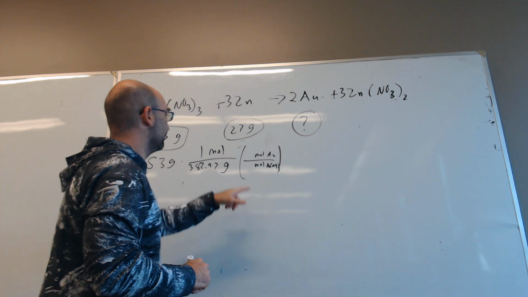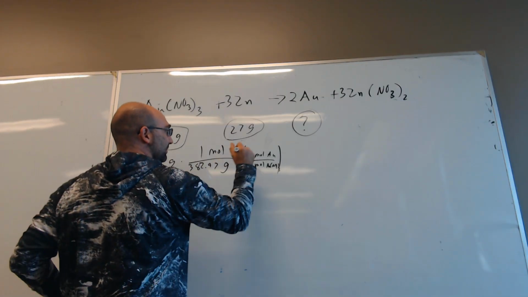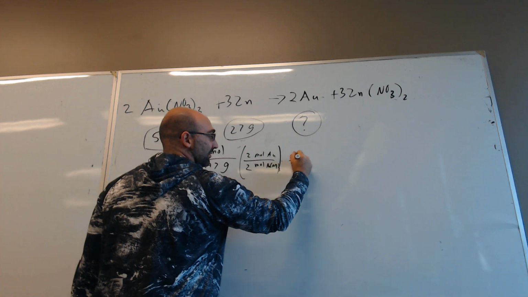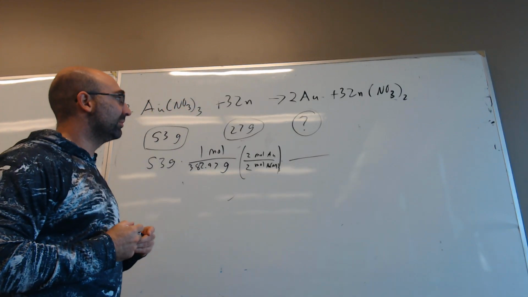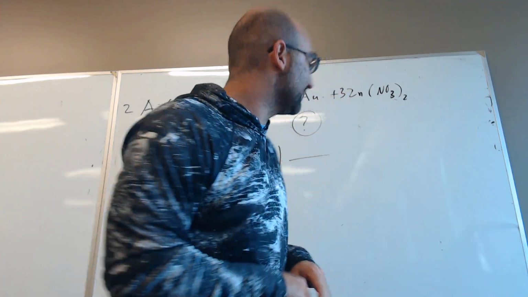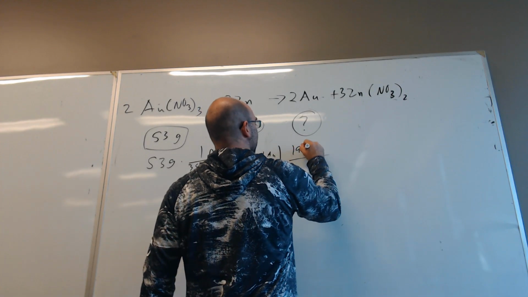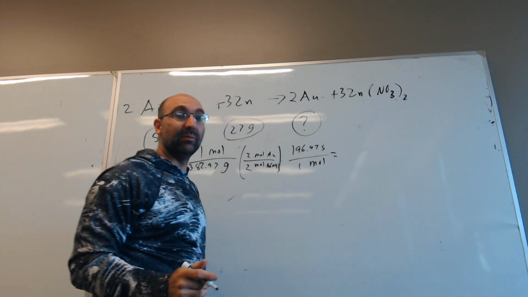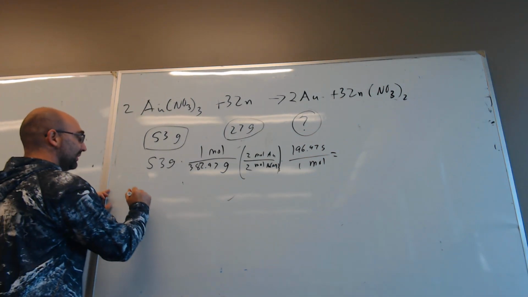All right. And so my unknown for gold is going to be 2, divided by moles of this, which is also going to be 2. So times 1 over 1. And then I need the molar mass of gold, which I told you earlier was 196.97. So 196.97 grams per 1 mole. And this is going to give me a number. But I'm going to set up the other one at the same time.